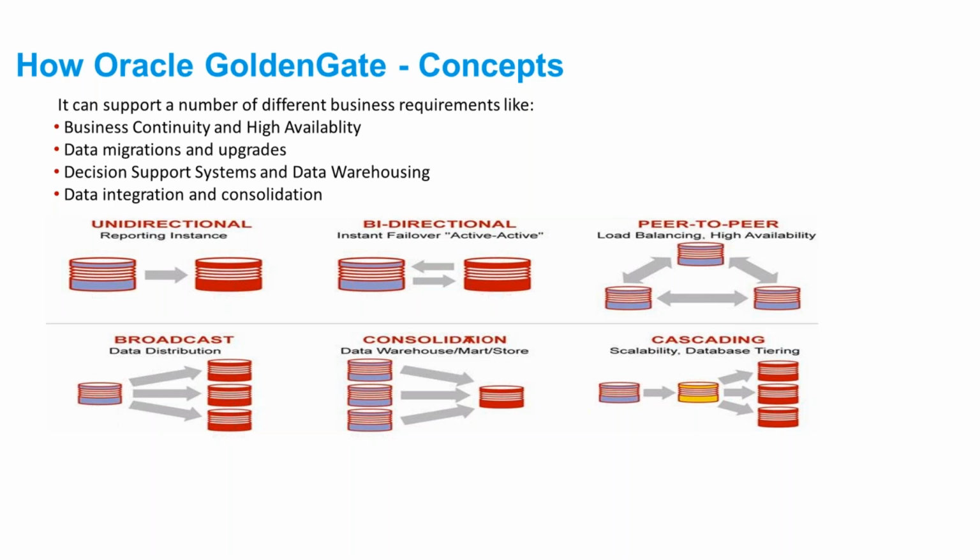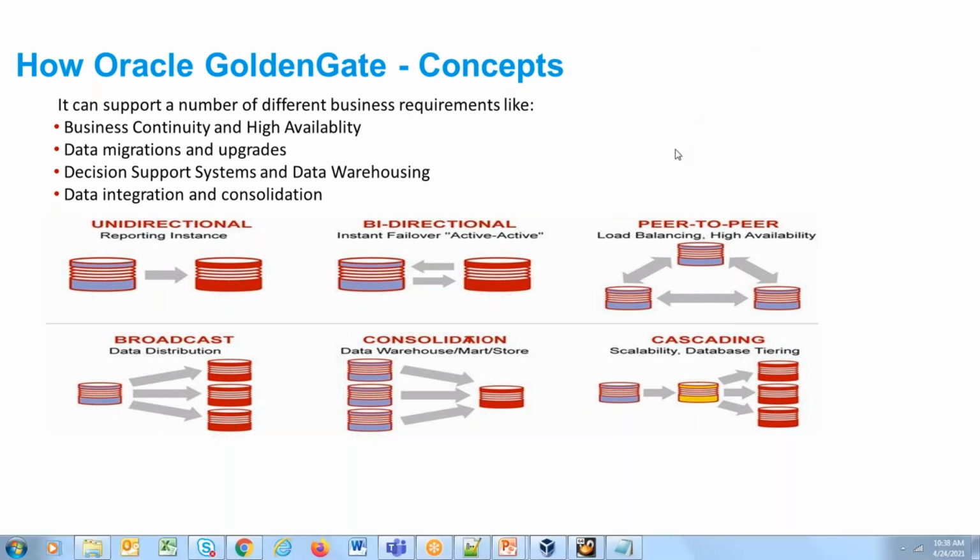It supports zero downtime data upgradation and migration. So a lot of organizations nowadays are buying Golden Gate licenses just for performing zero downtime data migration and upgradation. Then you can use Golden Gate for decision support system and data warehousing. Then Golden Gate also supports data integration, consolidation, and broadcasting as well. So Golden Gate could be used in unidirectional mode, that is for reporting purposes. You can use Golden Gate in bidirectional mode. So bidirectional means both sides will be active.